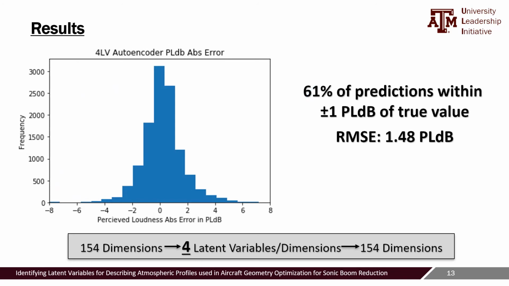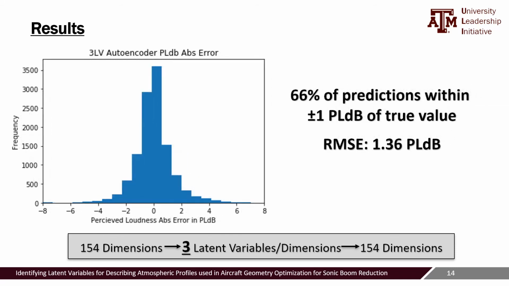Now, what exactly happens when the amount of latent variables is reduced? Earlier, we saw that the predictions were less accurate, at least visually. From this plot, we see that for the 4 latent variable autoencoder, around 61% of perceived loudness values produced by the predicted atmospheric profiles were in a reasonable error range. Now let's compare that with a 3 latent variable autoencoder. From this plot, we see that for the 3 latent variable autoencoder, around 66% of perceived loudness values produced by the predicted atmospheric profiles were in a reasonable error range.